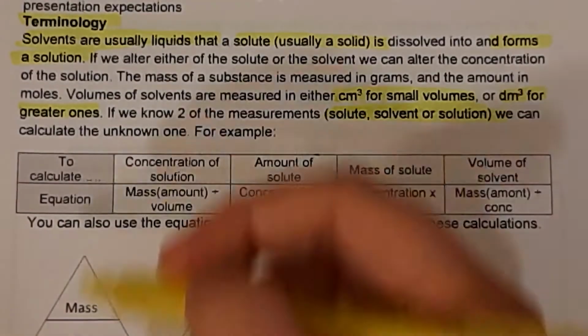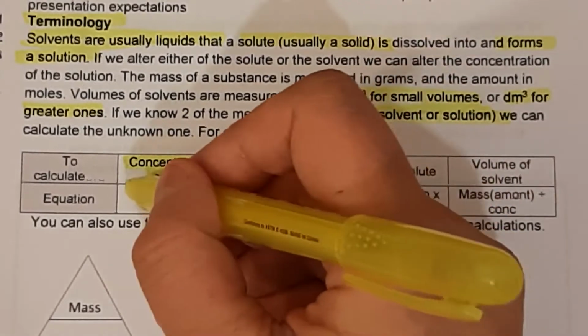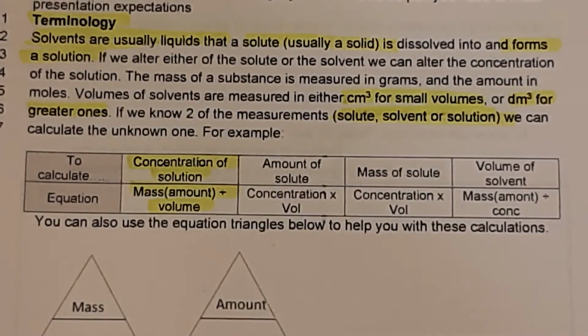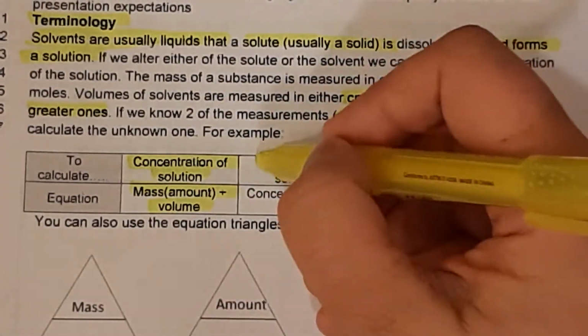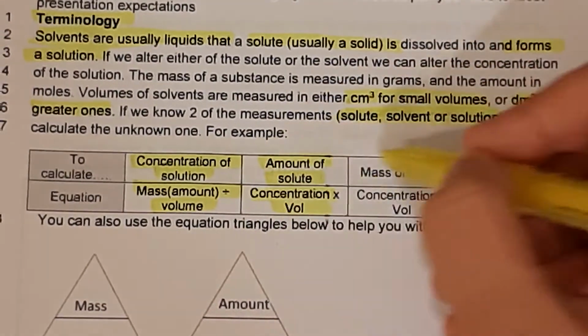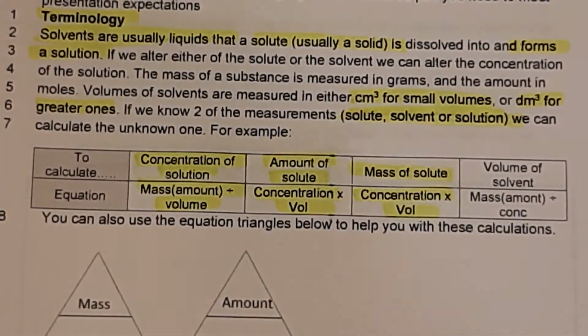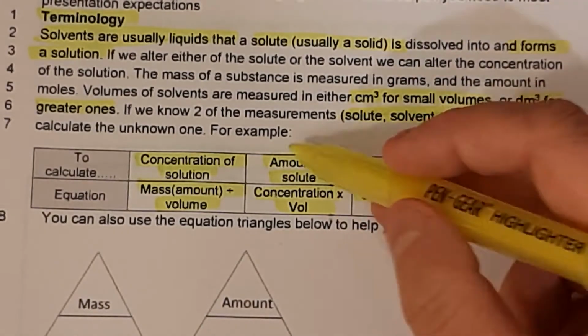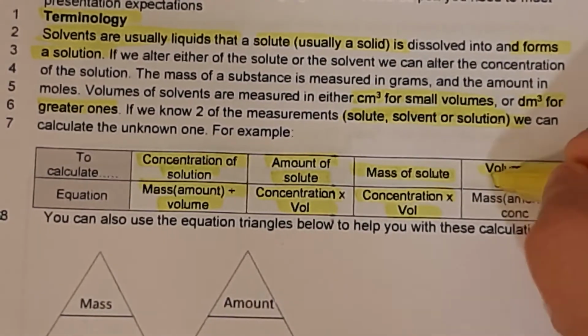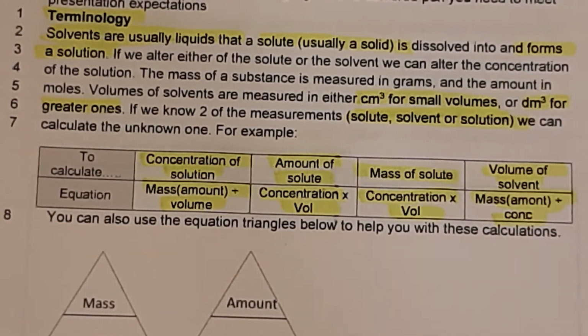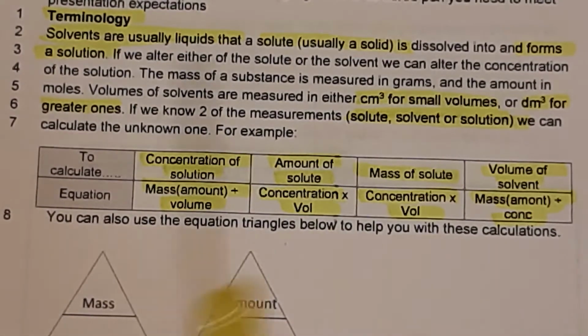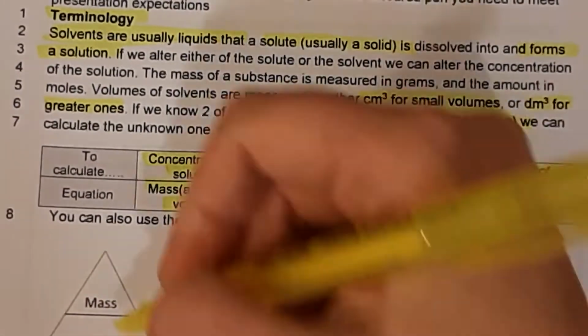So for example, to calculate concentration, you simply have to do mass divided by volume. To calculate the amount of solute, it's concentration times volume. Mass of solute is concentration times volume, same as mass and amount, they're very interchangeable. And volume of solvent is the mass or the amount divided by the concentration. And this is shown in these equation triangles here.